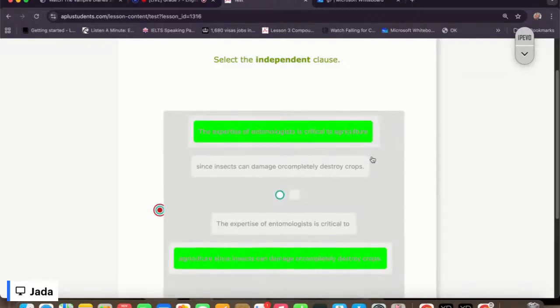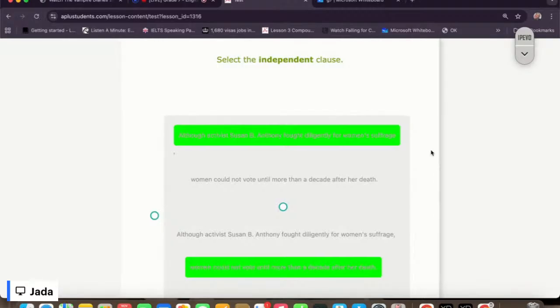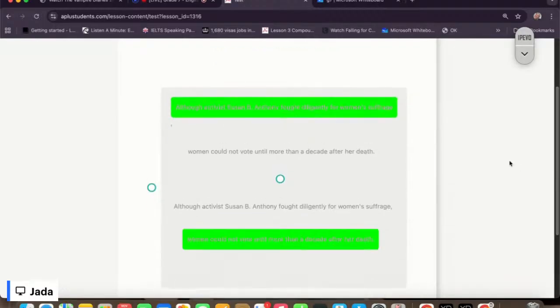So we have the first one. Then, independent clause. Although activist Susan B. Anthony fought diligently for women's suffrage, women could not vote until more than a decade after her death. Is it the first or the second one?